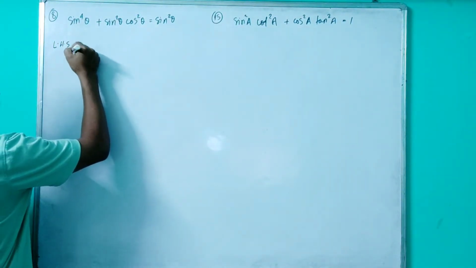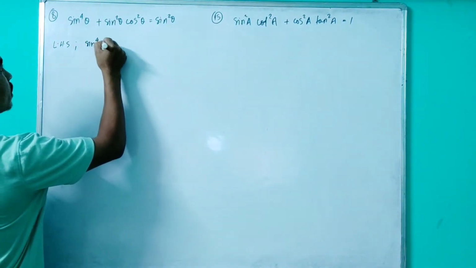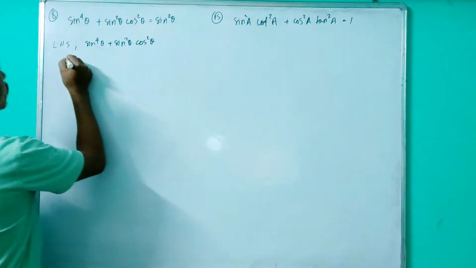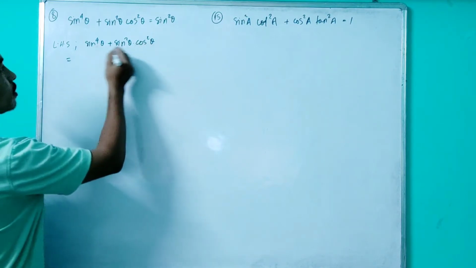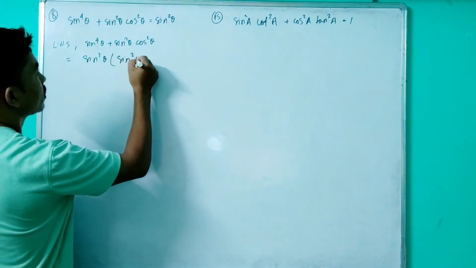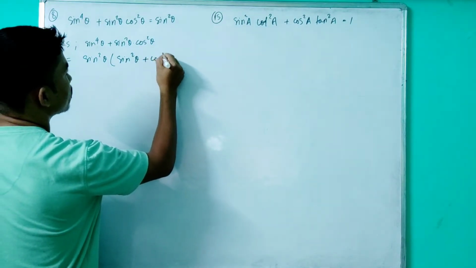On the left hand side we have sine to the power 4 theta plus sin square theta into cos square theta. So what can I do? I can take sin square theta common. So here the remaining is sin square theta plus cos square theta.